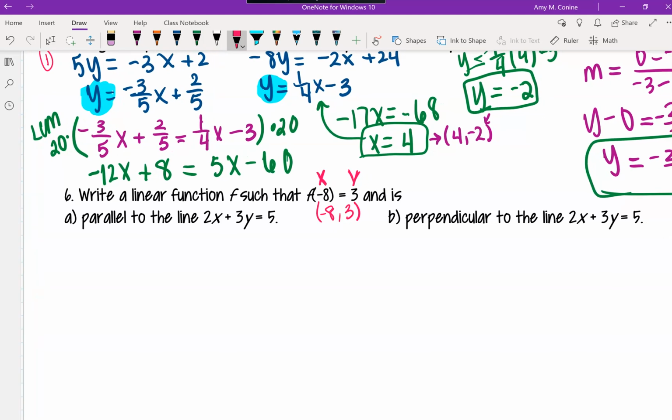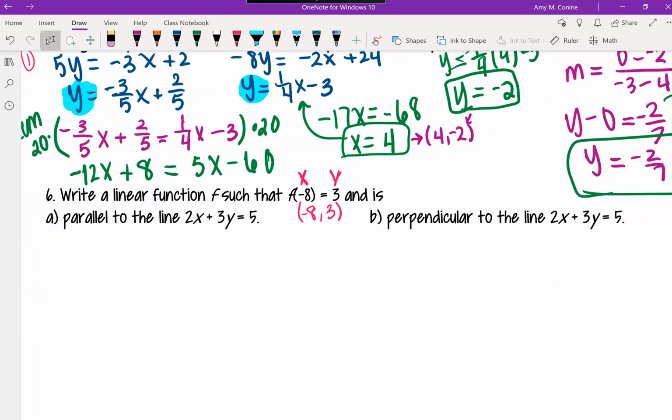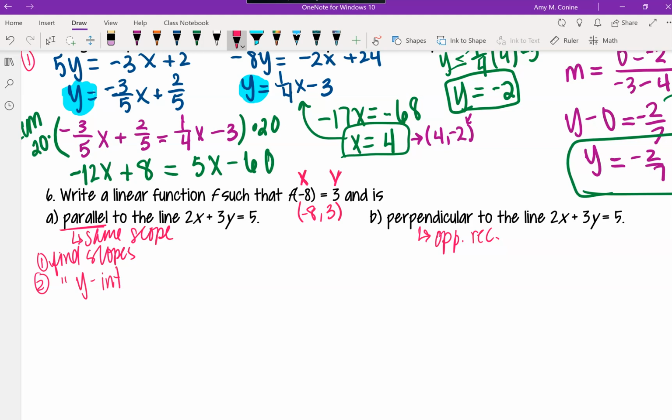Okay, that is a coordinate. So remember x input, y output. So if it's in this notation, function notation, that's what that looks like. They're putting in x and they get the y out of it. They're putting -8 in, they're getting 3 out of it. So if you remember parallel, you have same slope, and then perpendicular is your opposite reciprocal that we talked about. So you need to find your slopes for both A and B. Find your new y-intercept for this function.